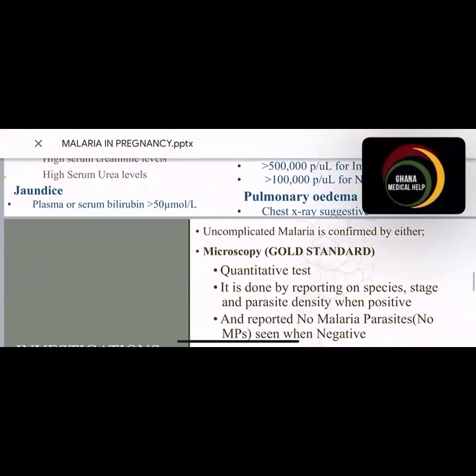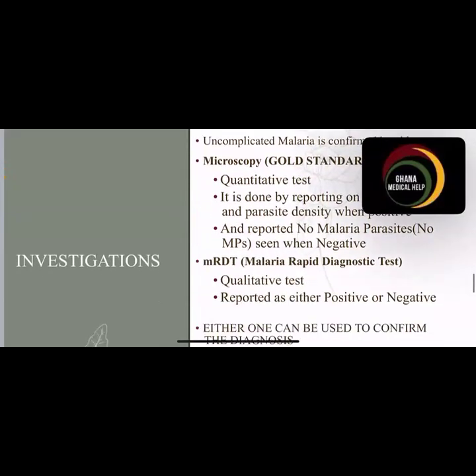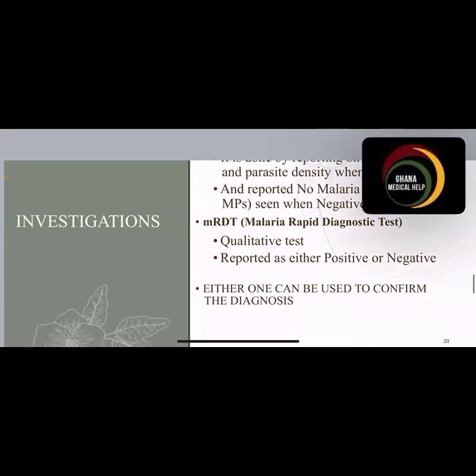Now, in terms of investigations, like I said, the gold standard is microscopy, which is usually quantitative. It will be able to quantify the number of parasites you are dealing with, and it will even tell you the stage of the parasite you're dealing with as well. And then if you don't have that, and you have your RDT, you can still use it because it's usually the qualitative one. It just tells you it's positive or negative, and you can still go ahead to treat the patient.